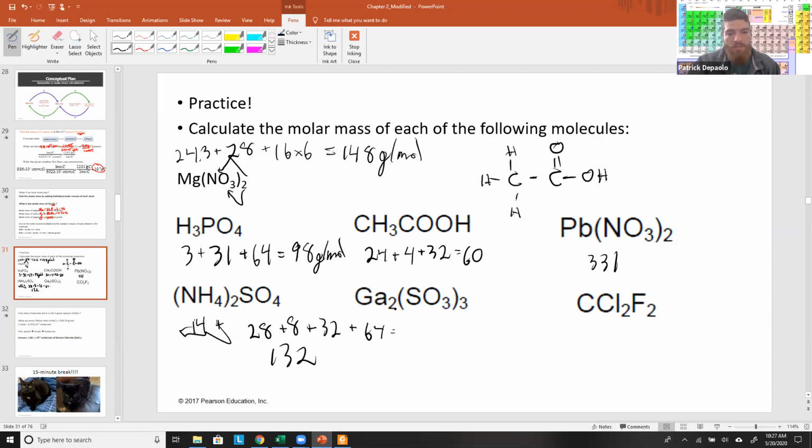What about the gallium 2 and then the sulfite? What do you guys get for that? 379. That sounds right, because gallium is a big element. 379. And then what about the CCl2F2? It's 35.45 plus 12 plus 2 fluorines, which is 19 and 19. That's 120.